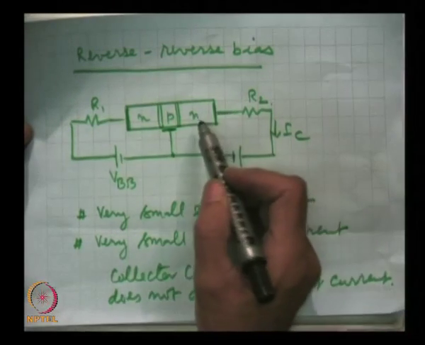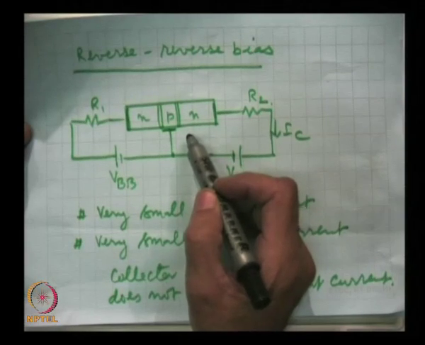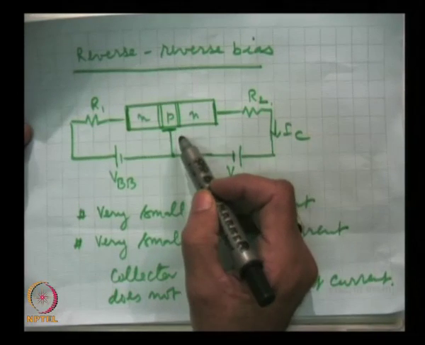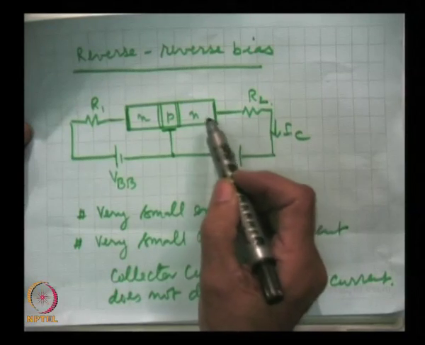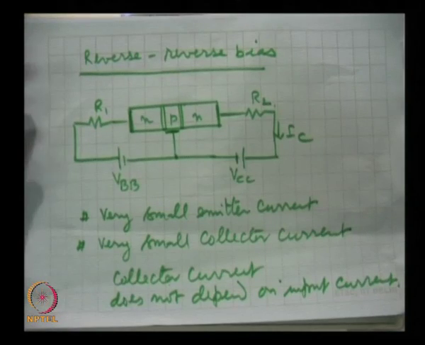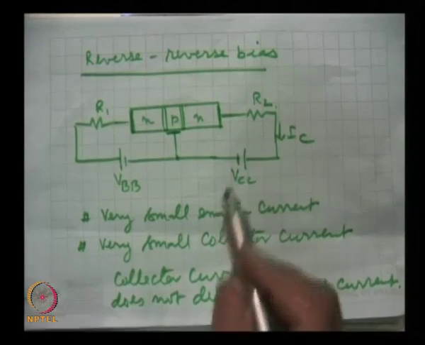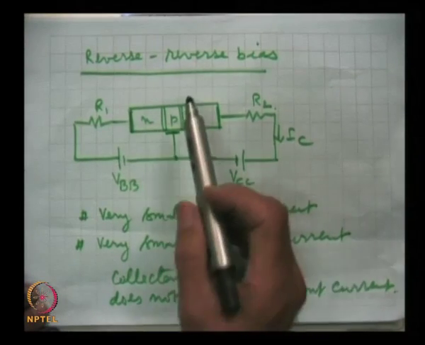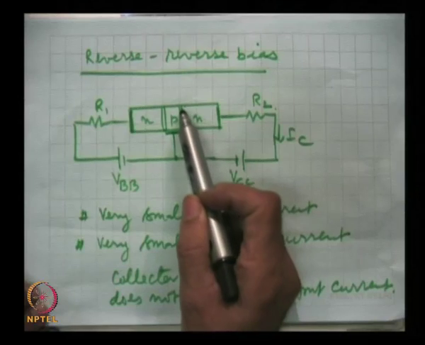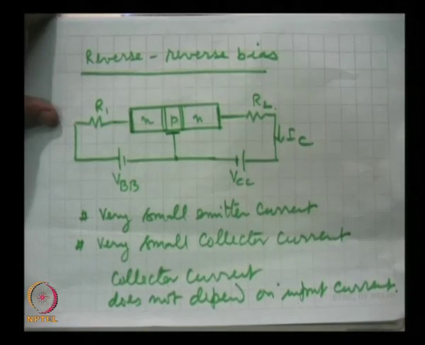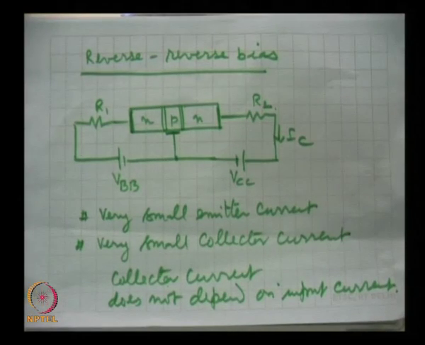In the same way, because the collector junction is also reverse biased, there will be a very small collector current. This current will be because of the thermally generated charge carriers in and around the collector junction. A very important thing was said about these currents: both currents are small, the input current which is the emitter current and the output current which is the collector current, but the important thing is both are independent.